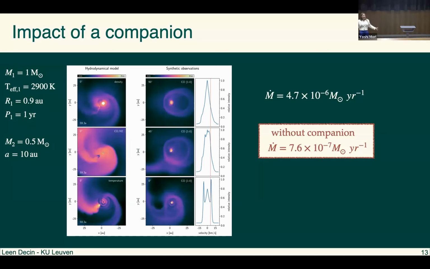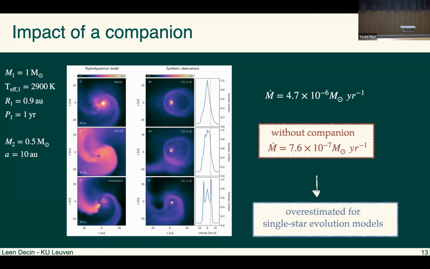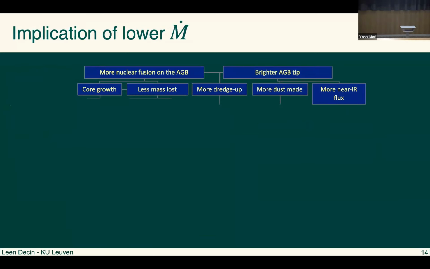And having a higher mass loss rate, so having a partner, is shortening your life, since you lose your material a bit faster potentially. The main conclusion here is that we have overestimated these mass loss rates in our stellar evolution codes. We are just wrong. So what are then the implications?